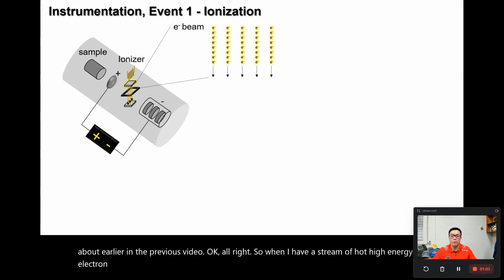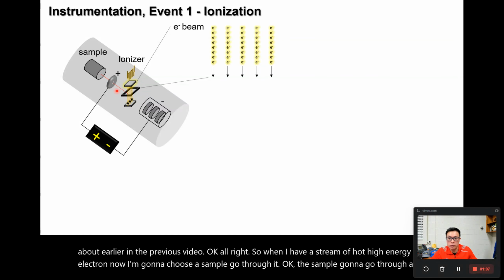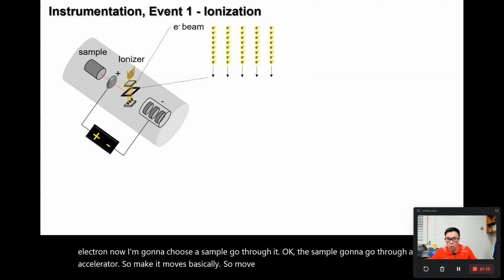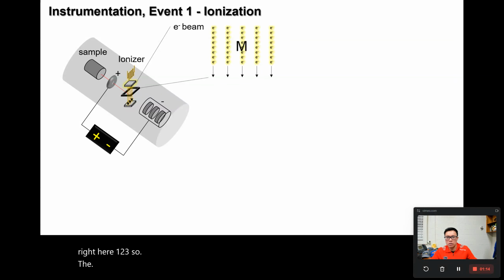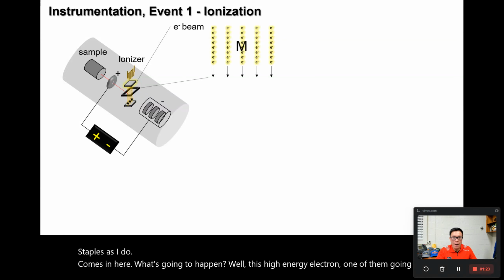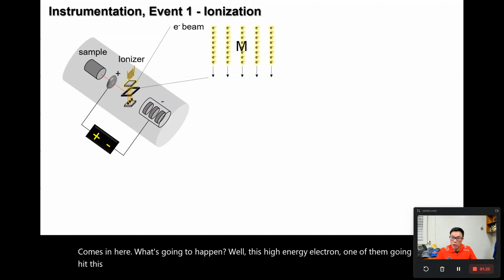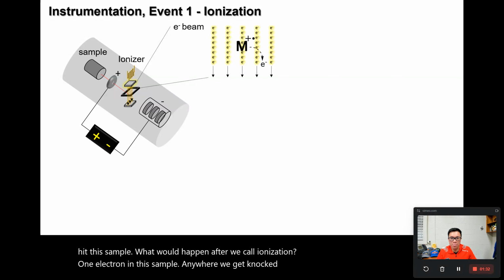So we're going to have a stream of hot high energy electrons. Now I'm going to shoot the sample through it. The sample goes through an accelerator, so it moves through the ionizer. Take a look right here, 1, 2, 3. The sample comes in here. What's going to happen? Well, one of these high energy electrons is going to hit this sample. What happens after is what we call ionization. One electron in this sample, anywhere, will get knocked off like that and it becomes a radical cation.